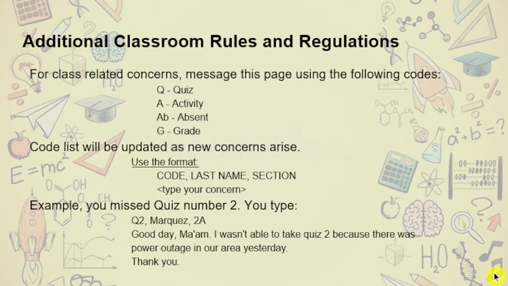Why? This is para mabalaan ko kung sino nga ang message sa akon and what section siya belong. So, for example, may problema ko abi sa quiz number 2. So, ma-message ko sa Facebook page. Sasabihin ko, Q2, because Q is quiz. My surname, Marquez, and then my section 2A. And then I write my concern: Good day, ma'am. I wasn't able to take quiz number 2 because there was power outage in our area yesterday. So, that's it. You must also be courteous and polite. Practice proper etiquette when messaging the Facebook page.